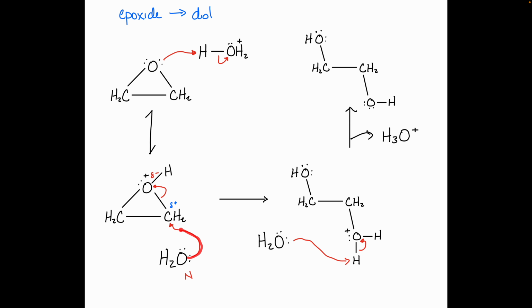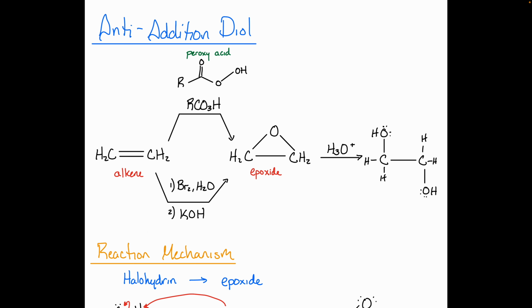Since this is this ring structure here, my water cannot attack from this side. It has to attack from the back side. And what type of addition do we have with these cyclic intermediates? An anti-addition, all right? Which again, I did kind of give away the punchline up here, but nonetheless, all right? So we have one more to add to our list here. This is our anti-addition diol formation.